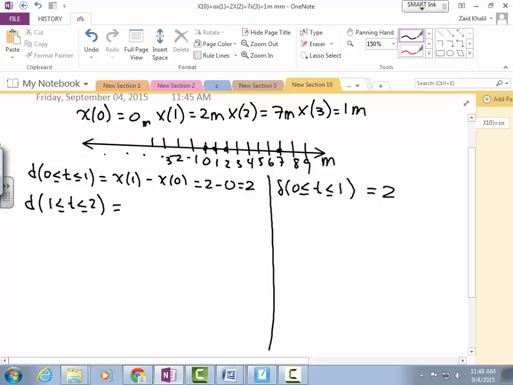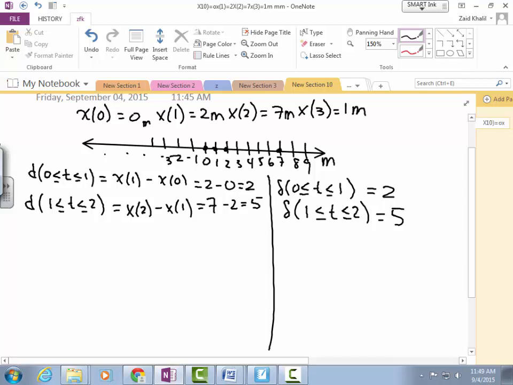What is that equal to? Spit it out. Ready, go. x2 minus x1, which is 7 minus 2, which is 5. The distance it travels in that time period is how much? 5.